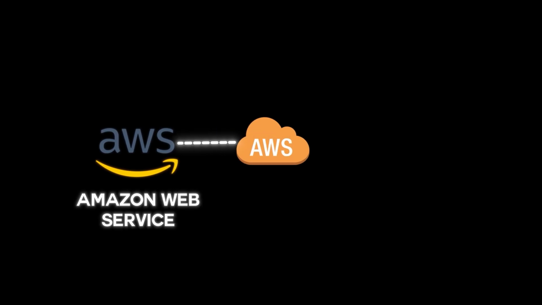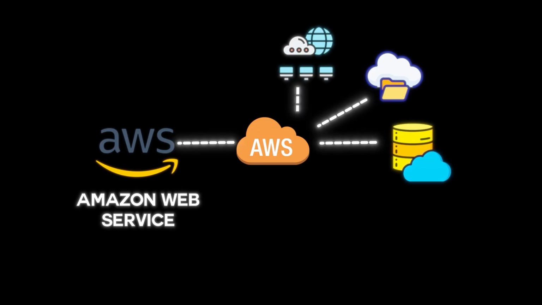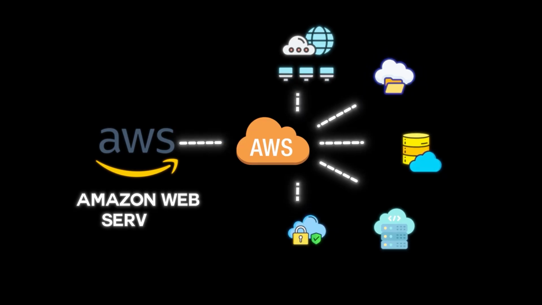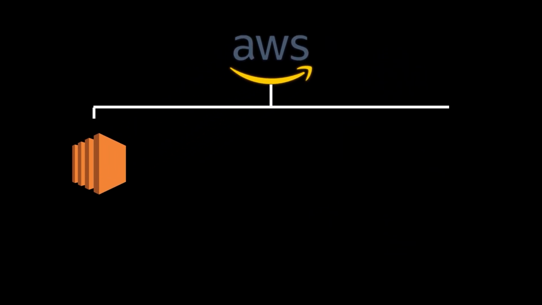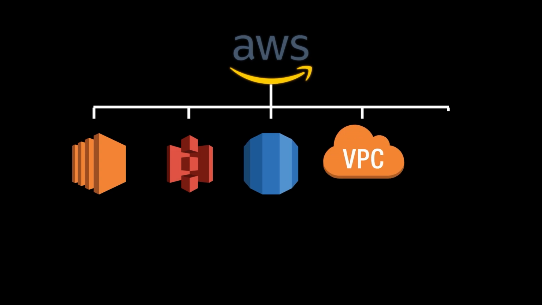From this video, we are going to start learning AWS. AWS stands for Amazon Web Services. It is a cloud platform offering on-demand computing, storage, databases, networking, and security through a pay-as-you-go model. Key services include EC2, S3, RDS, VPC, and Lambda.